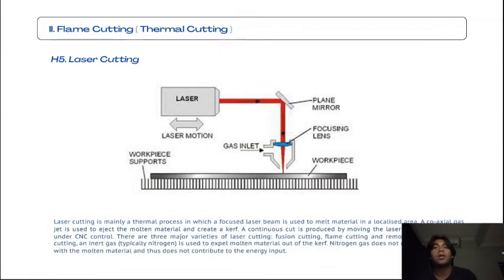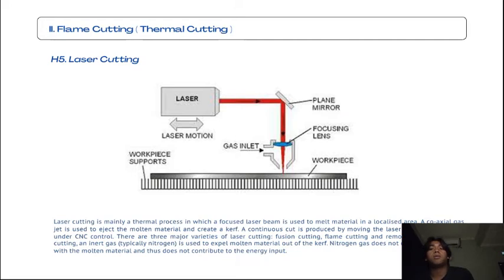Okay, now the fifth subtopic from flame cutting is laser cutting. Laser cutting is mainly a thermal process in which a focused laser beam is used to melt material in a localized area. A coaxial gas jet is used to eject the molten material and create a kerf. A continuous cut is produced by moving the laser beam or workpiece under CNC control.